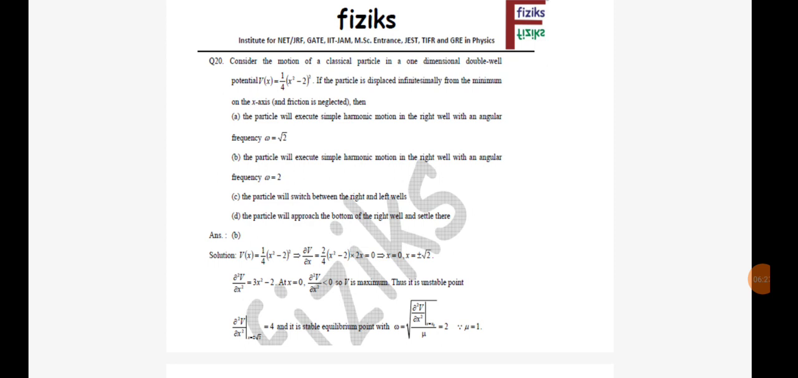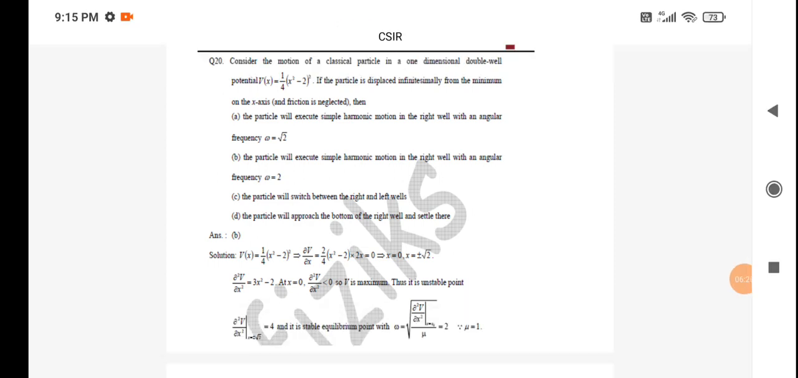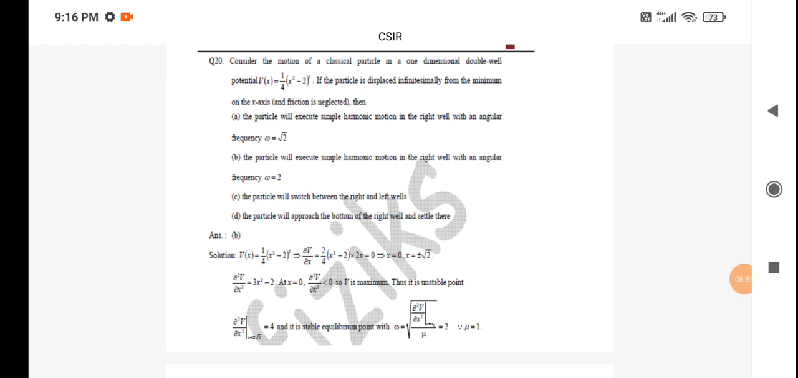To find the frequency, omega is again the same formula, square root of k by m. k is nothing but dou squared V by dou x squared, which is 4, so square root of 4 by 1, which is 2. So option B is the right answer, which is a particle will execute a simple harmonic motion with an angular frequency of omega equivalent to 2. So yes, with this we can wind up. Thank you so much.